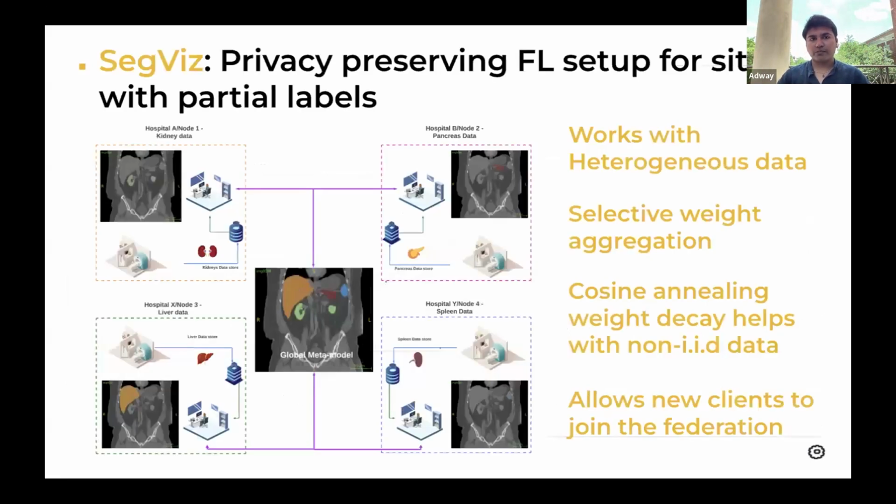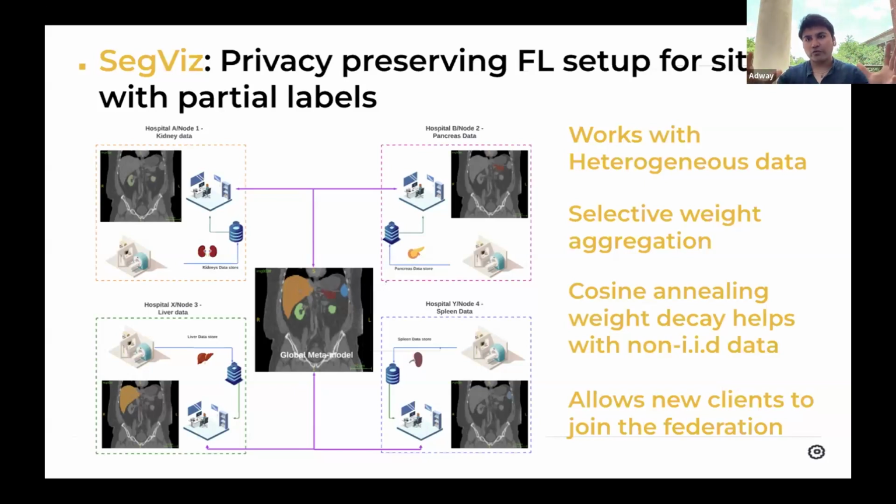And so we developed a solution called Segways, which works with heterogeneous data. Some of the techniques that we implemented based on prior research: we had selective weight aggregation using a cosine annealing decay function. What selective weight aggregation means is that instead of FedAvg, which aggregates all the weights of the model, we only aggregated particular weights of the model, which we call the representation block weights.